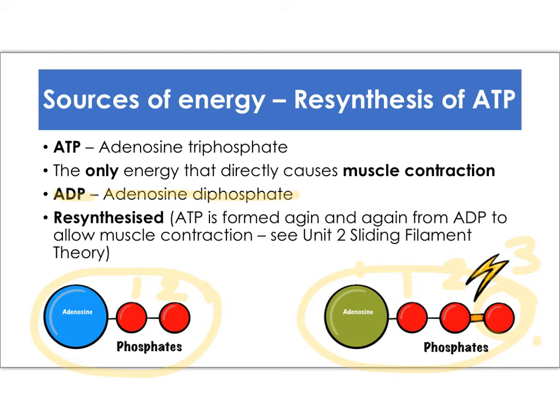This is what we need for the energy. As you can see, I've done a lightning bolt. This is the energy, and it comes from when we break this final bond. And you can see it's different. It's a high energy bond, this one. This one doesn't have a high energy bond, but this one does. And when we're able to break these last 2 phosphate ions, we get a release of energy, and it's that energy we can use. Now you're going to learn a lot more about how that energy is used in Unit 2 with Miss Senior on the sliding filament theory.